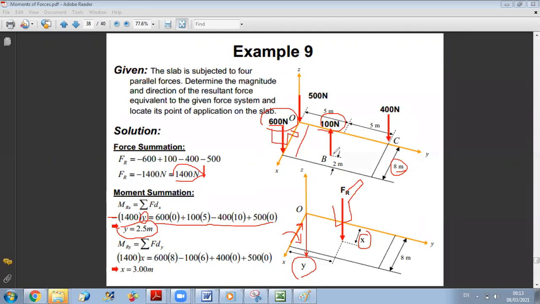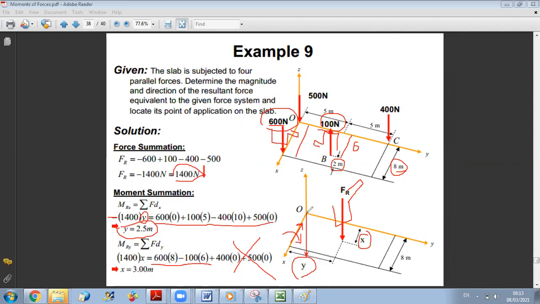While for the 100 Newton force, it's a negative moment, because if you put your right hand like this, it will give you a negative moment along y. So it's minus 100 times this distance here. This distance is the difference between 8 and 2. It's 8 minus 2, so it's 6. So it's minus 100 times 6, as you can see here. 600 times 8 minus 100 times 6, and the other two are 0. Now, once I find it's a positive moment along y.